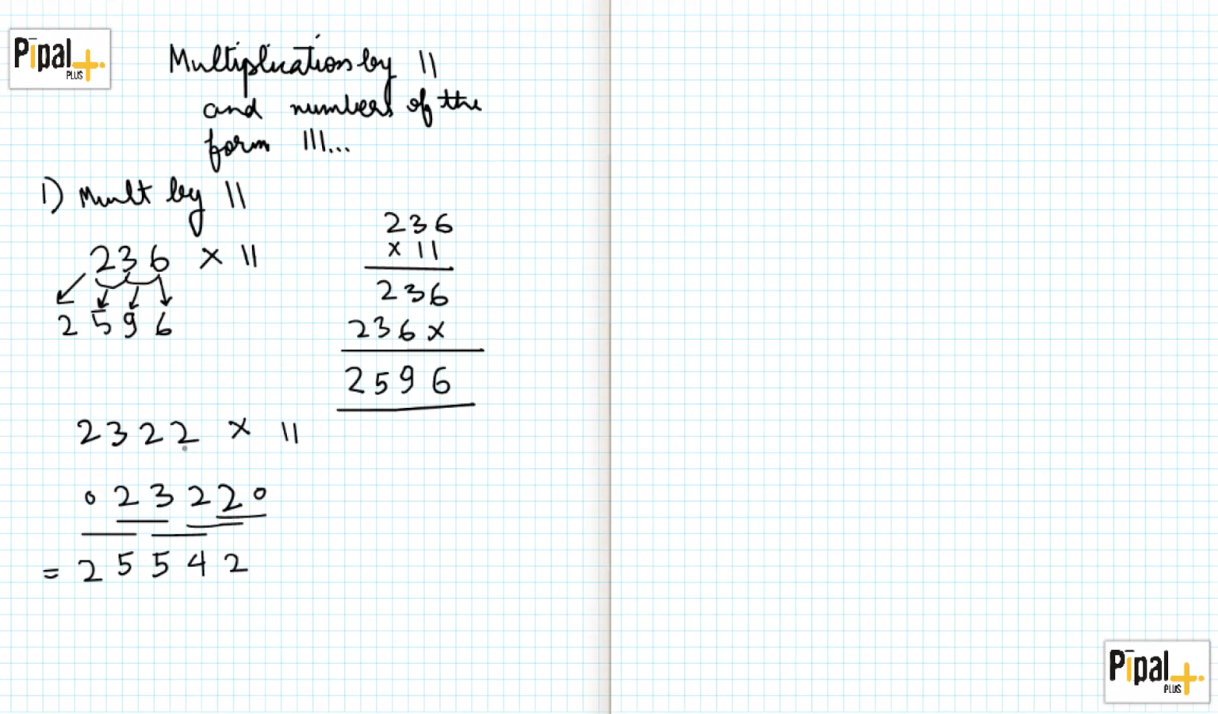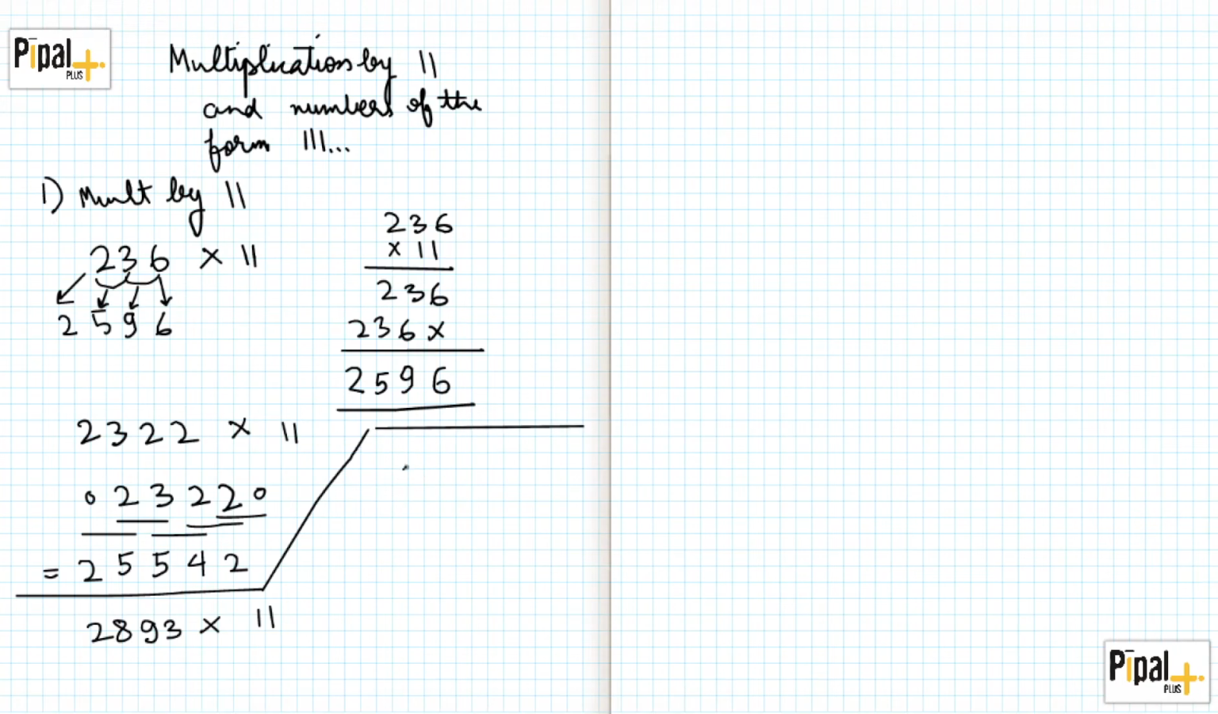However, there could be a case when the adjacent digits of a number add up to more than, let's say, 10. So let's take another example. The example I'm taking is 2893. When this gets multiplied by 11, let me just use this space.